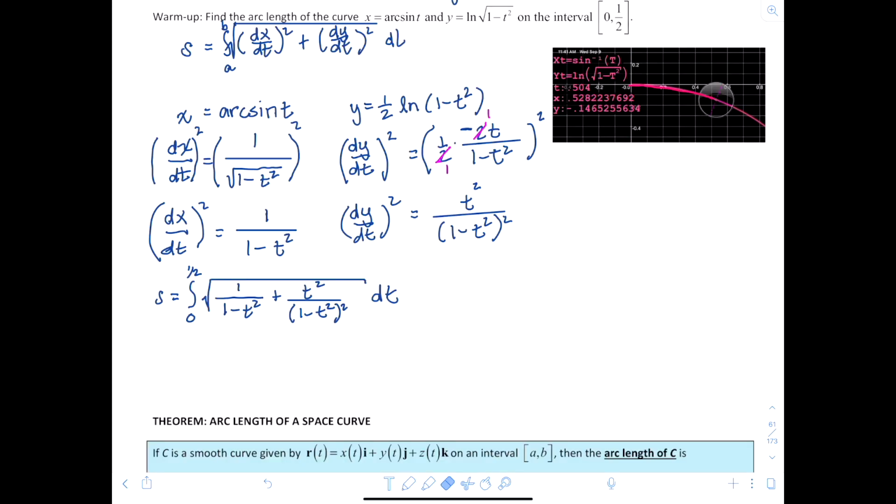Simplifying, and actually we're probably going to want to, I probably should have given you some more space. Copy this, and then on to the next page.